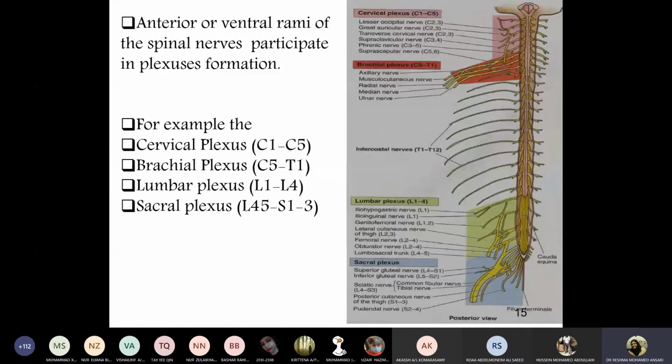The thoracic is for your whole body wall. Since the thoracic is taking only from the rib cage and the abdominal muscles, the thoracic need not form a plexus because it has to travel separately. Imagine the arm is just one area. So it is nicer if you have a combination of nerves from C5 to T1, and in one whole bundle it travels to the arm. So that's why they form plexuses.